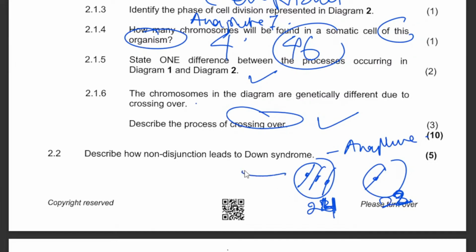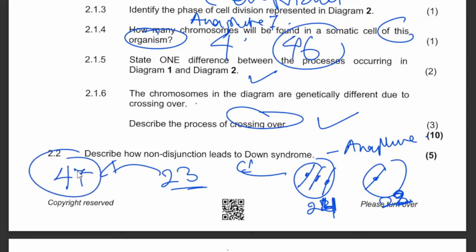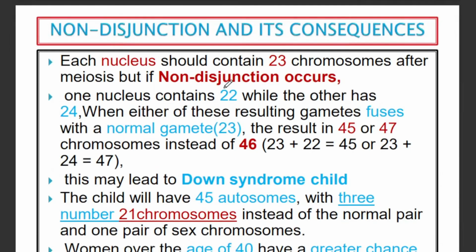So if this 24 fertilizes a normal gamete, because we don't know whether it is a sperm or ovum, a normal gamete of 23, it is going to result in an individual having 47 instead of 46. And if this non-disjunction occurred on chromosome number 21, it becomes trisomy 21, which we call Down's syndrome. So that's what you're supposed to explain. I explained it, I can't repeat it now, so take a screenshot.